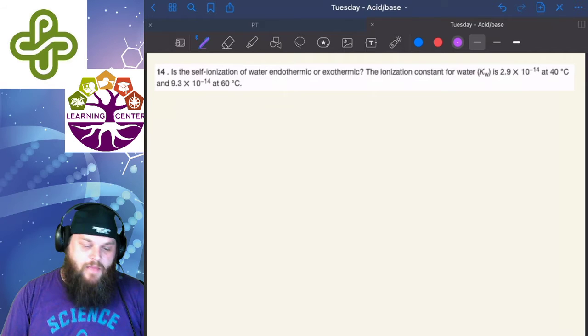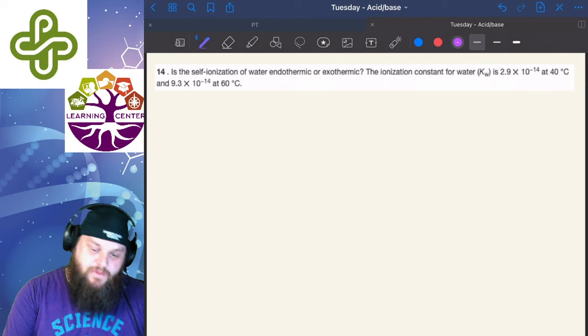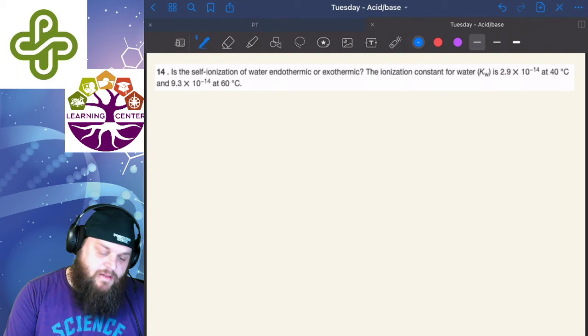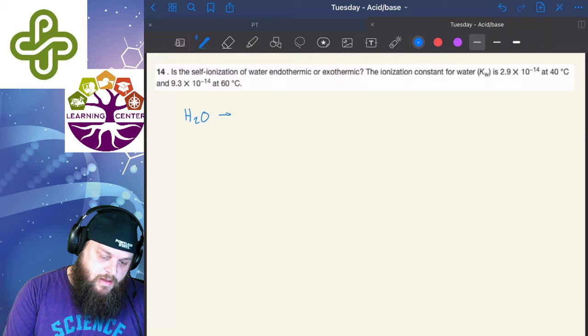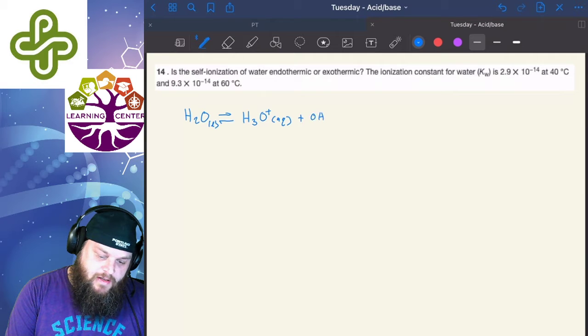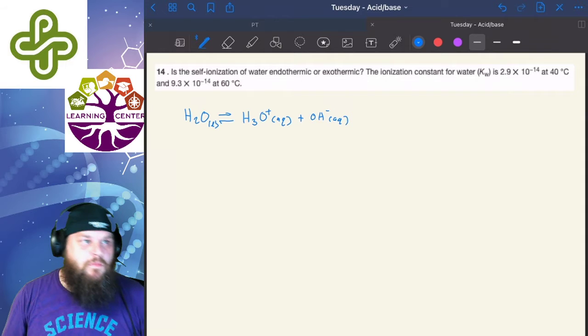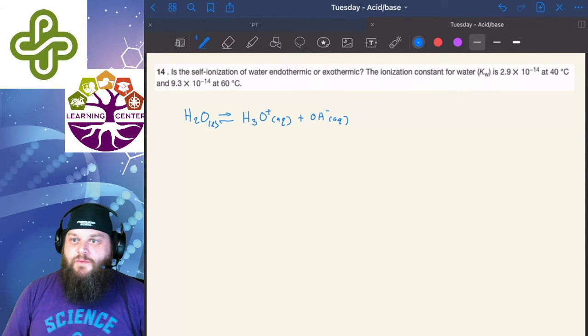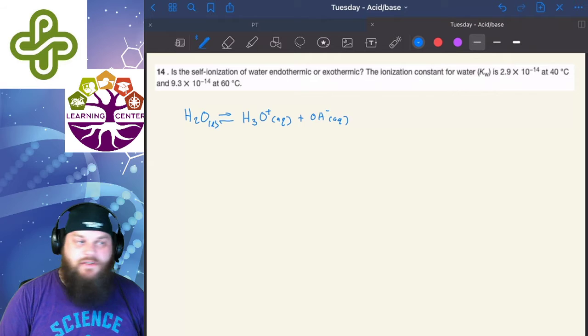So how I would tackle this problem is, first I would write the balanced chemical equation, where H2O, a liquid, is in equilibrium with H3O plus aqueous plus OH minus aqueous. So that's the standard acid-base water self-ionization reaction.